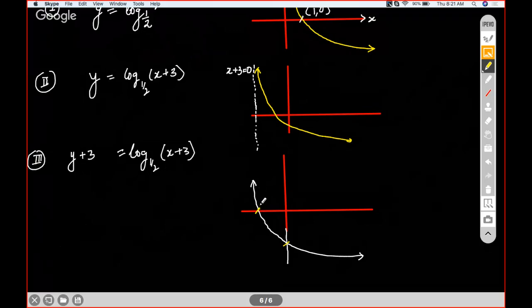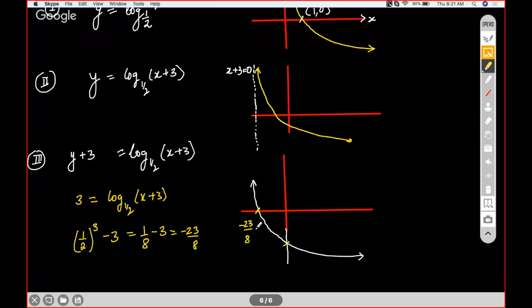Let's say you want to know where it cuts the x-axis, put your y as 0. When you do that, you get this. And this is like saying half to the power of 3, minus 3. That is going to be 1/8 minus 3. This will be your coordinates, which is actually minus 23 by 8. It'll cut at (-23/8, 0). So this is to know where it cuts the x-axis.